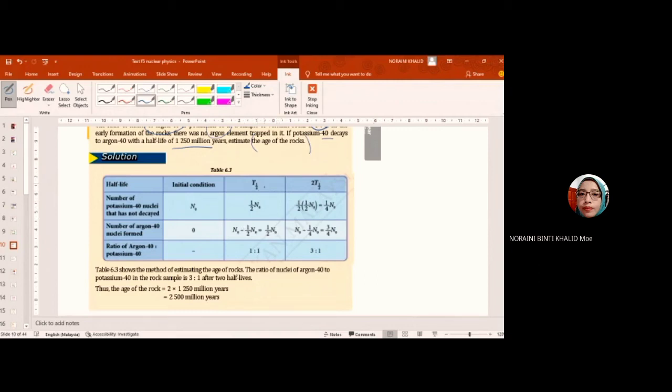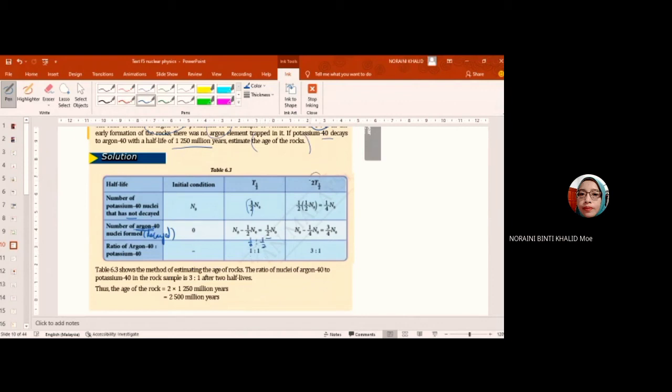Okay, for one half-life, the ratio of the fraction that is left and the one that decayed. The one that decayed becomes argon 40. So this is not yet decayed, this is the decayed one. The decayed one actually changed to argon 40. So the fraction of argon 40 will be 1 minus half, so we get half. So the ratio will become half to half, thus 1 to 1.